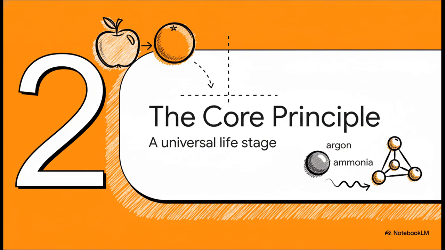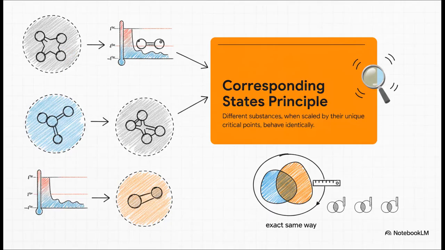It's really all about finding a common ground, a way to compare apples and oranges. Or, well, in this case, a way to compare something like argon to ammonia. And here it is. This is the heart of it. The principle says that if you take a substance's properties, like its pressure and temperature, and you scale them against its own unique critical point, then suddenly all substances start acting the same way. The critical point, by the way, is just that special temperature and pressure where the line between liquid and gas completely disappears. It turns out to be the perfect universal ruler for everything.